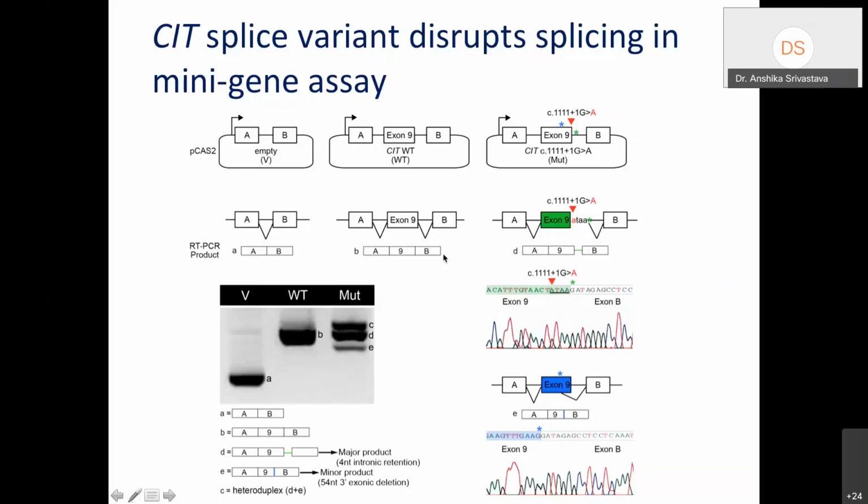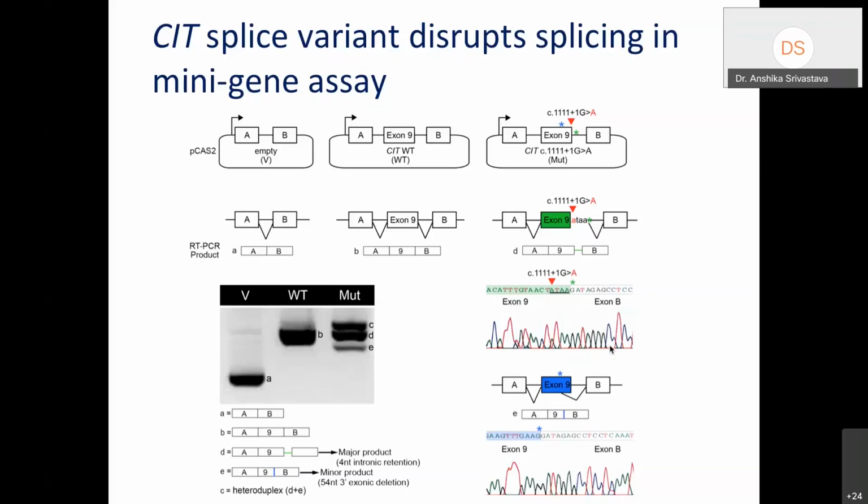After that we performed RT-PCR, and then the product underwent sequencing. The utility of a minigene assay is that we want to know which was the major and minor product. If you have a splice variation, you will either have retention of intron, or you may see deletion of exon.